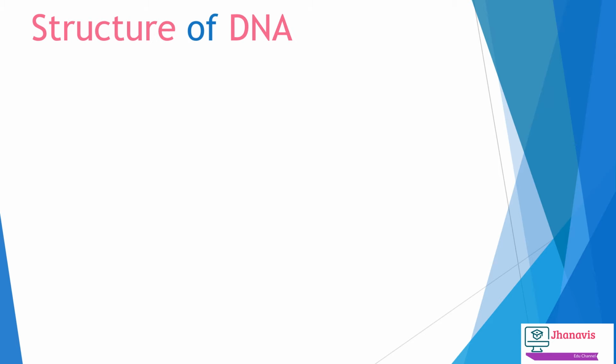Structure of a DNA in detail with the basic concepts. When we talk about DNA, we all know that DNA is made up of deoxyribonucleotides. So what are the things which are present in this deoxyribonucleotide?